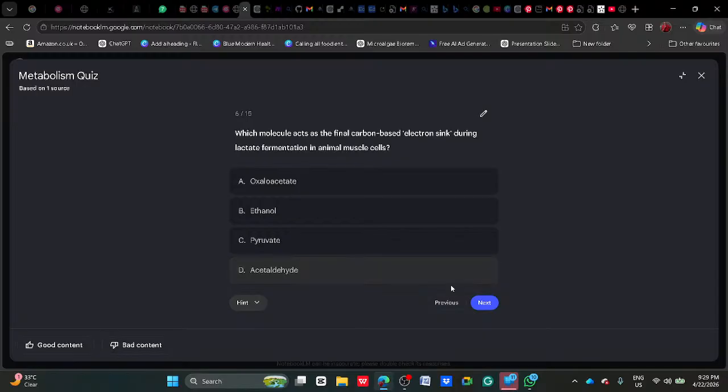So this is question 6. I'm going to be faster now because we still have 15 minutes for the presentation. How many carbon atoms are released as CO2 during the break step of pyruvate oxidation per molecule of glucose?